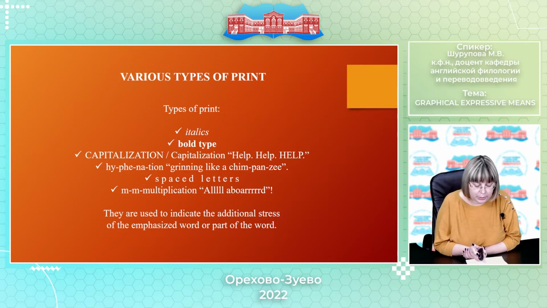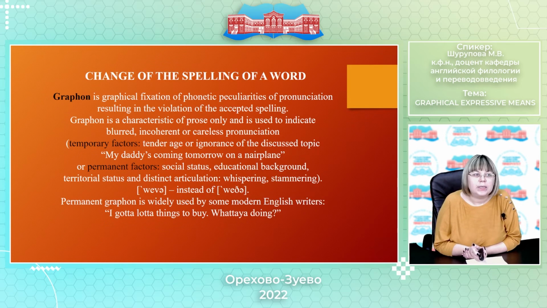Italics occupies the first place among graphical means of foregrounding according to the frequency of usage and variability of its functions. So it may show the emphatic stress, it may indicate some foreign words or signal the change of a narrator. The next point here is the main one, and we are to speak about the so-called graphon. The intentional violation of the graphical shape of a word or a word combination used to reflect its authentic pronunciation is called graphon.